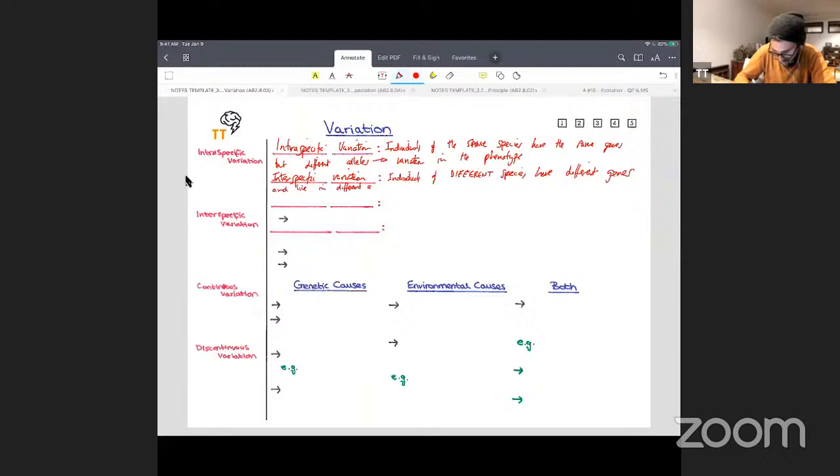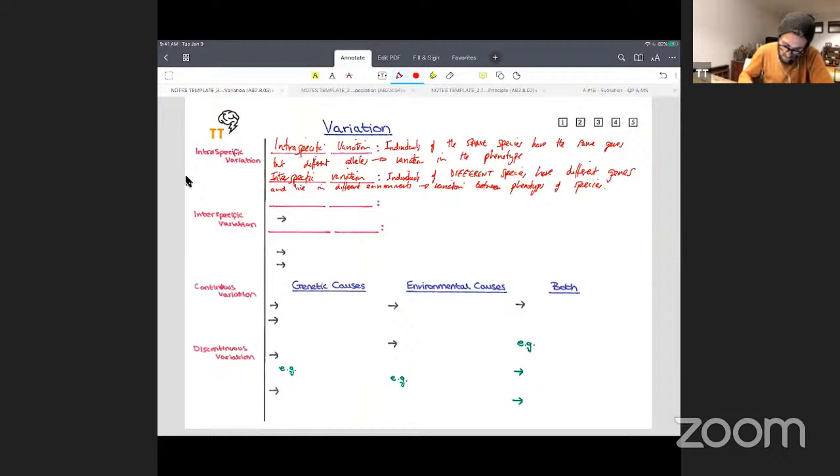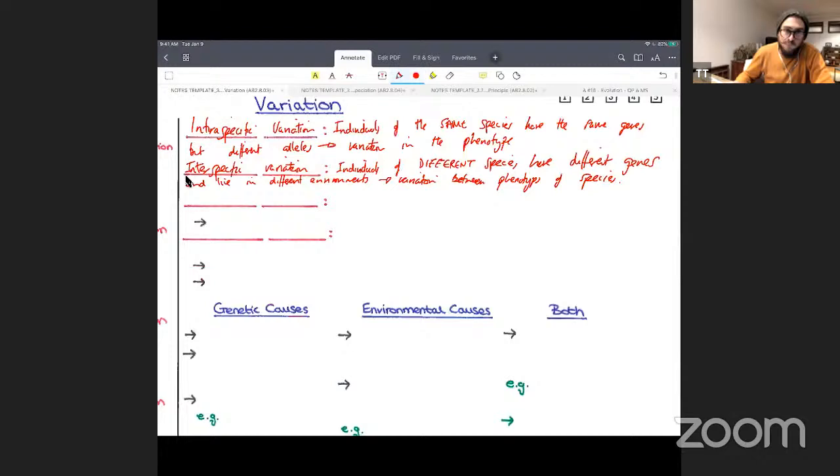So there is also variation between the phenotypes of species. Can I zoom in a little? Is that better? Obviously, you can go full screen. We've got continuous variation and discontinuous variation. It is required to know what these things are. There are not direct questions on this, so I'm going to go over it quite quickly because it's more of an understanding point.